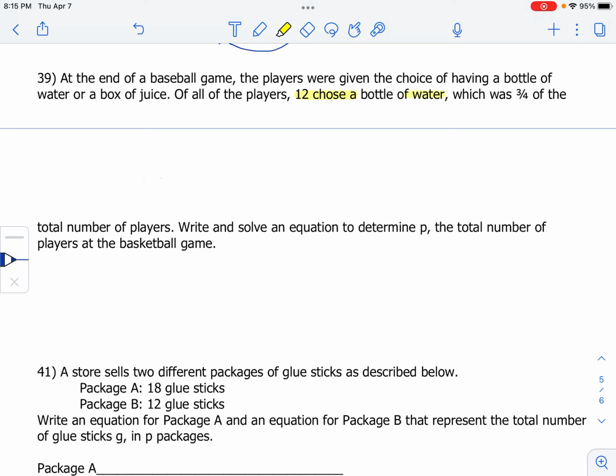12 chose water, which was 3/4 of the total. I can change this into present tense, which is 3/4 of the total, right? So 12 players who chose water, I'm going to translate "is" into the word equals. So 12 players is 3/4 of the total number of players.